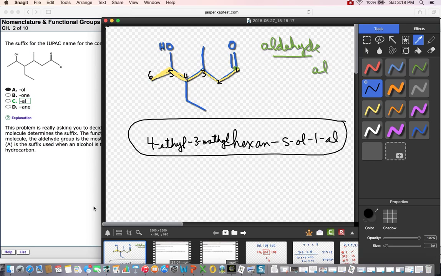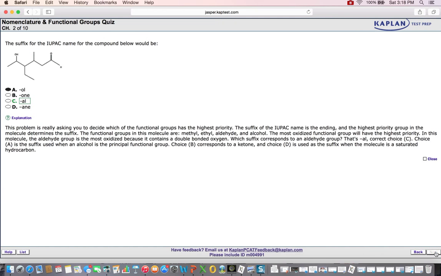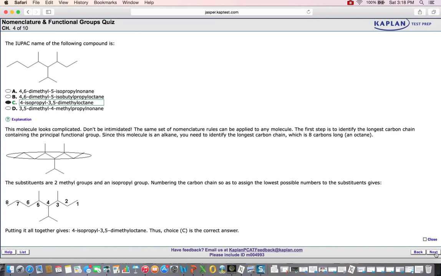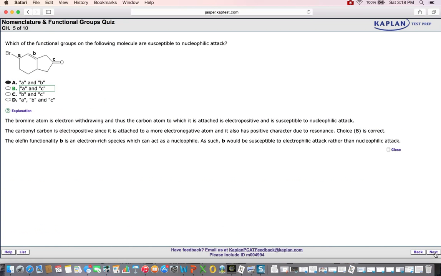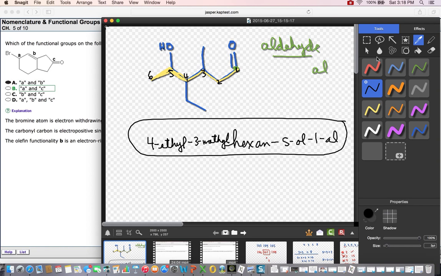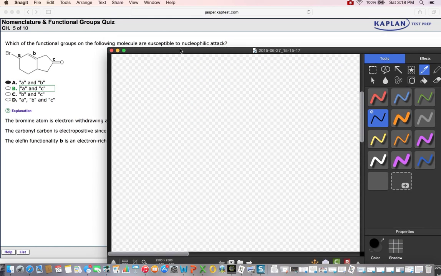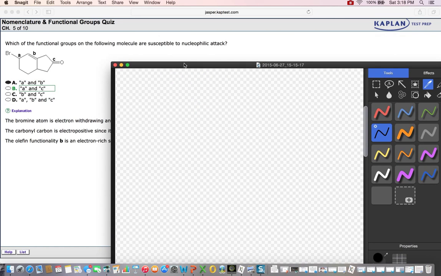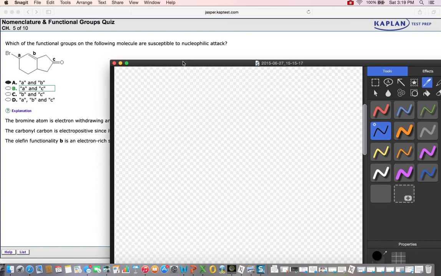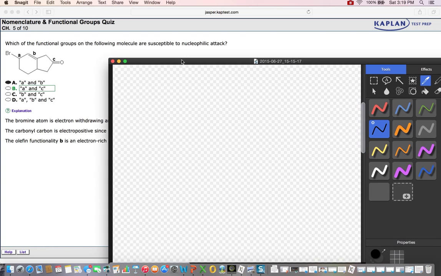Let's look at another one. All right, which of the functional groups in the following molecule is susceptible to nucleophilic attack? So let's redraw this molecule quickly.